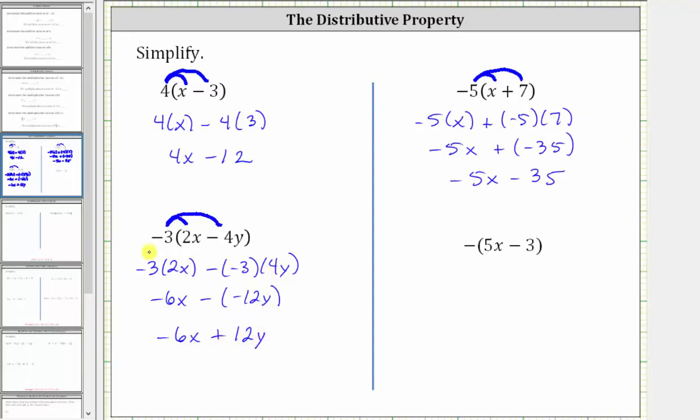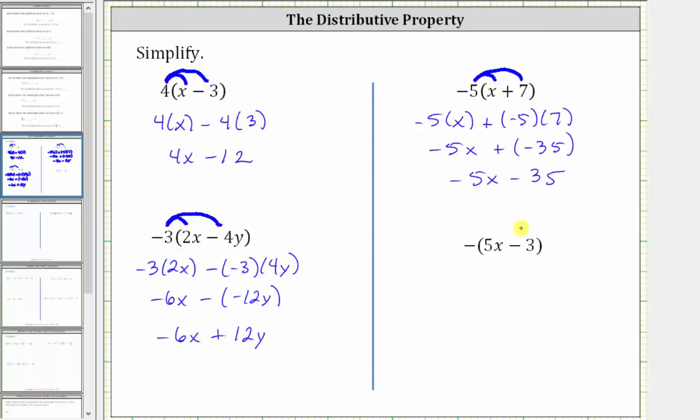Again, we often don't show this much work and just think of the two products as negative 3 times 2x is negative 6x. And then for the next product, because of the minus 4y, we think of the product as negative 3 times negative 4y, which is positive 12y, giving us plus 12y. So again, when we have subtraction, we can think of the term as being negative, and if the product is positive, we have addition. If the product is negative, we have subtraction.